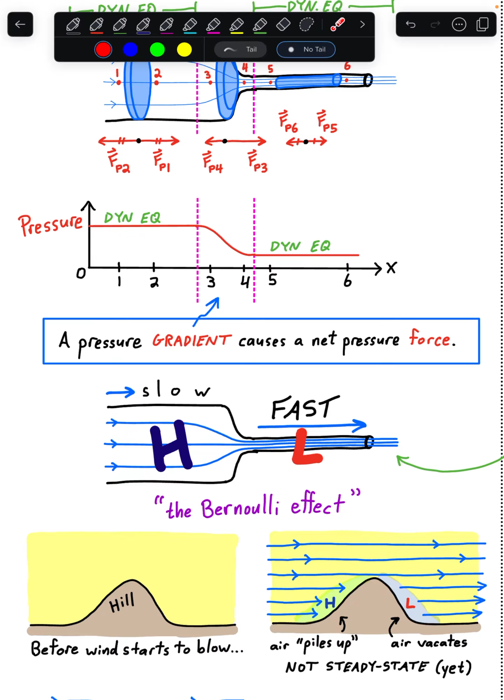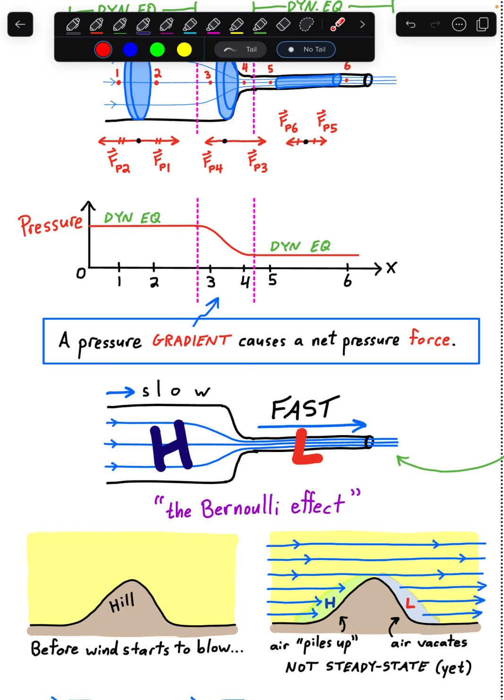And that pile up of air crashing into this hill that's blocking its way forward is going to cause an increase in pressure here. Pressure is going to build up here as air crashes into this hill. On the far side of the hill, air is vacating this region and moving off to the right, causing a low pressure zone there, where the air that's leaving is not being replaced. Now, okay, we're not in a steady state flow yet because we're getting these buildups of pressure here and a decrease in pressure over there.